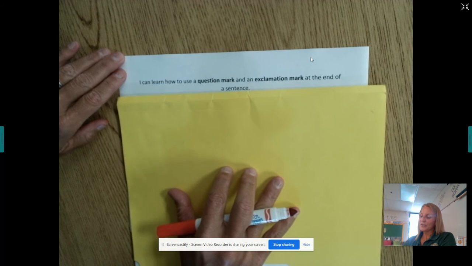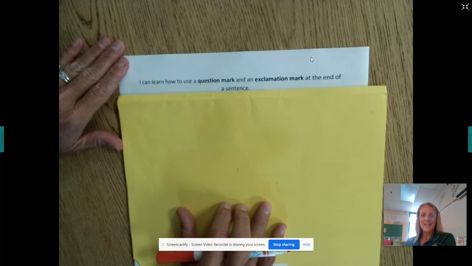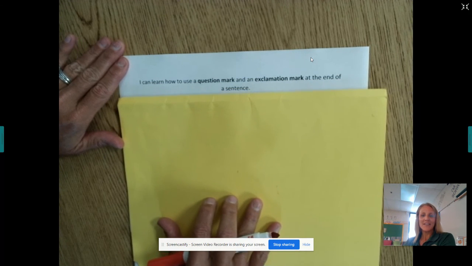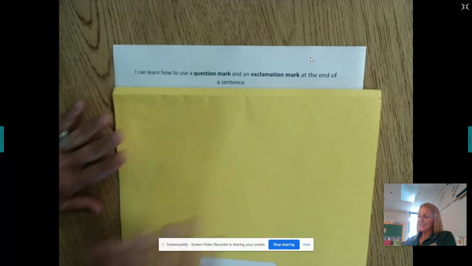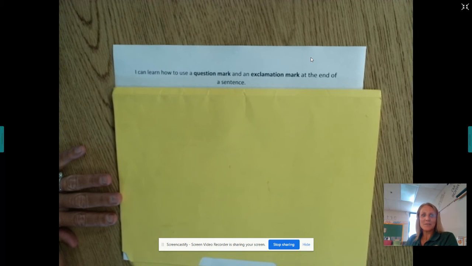So today we're going to learn how to use a question mark and an exclamation mark at the end of a sentence. So everybody say or listen to me read the I can statement. I can learn how to use a question mark and an exclamation mark at the end of a sentence.